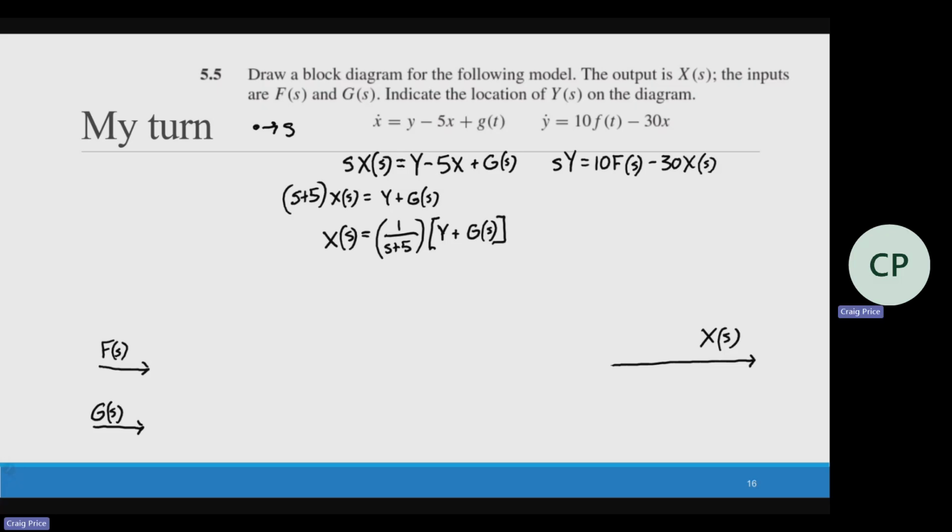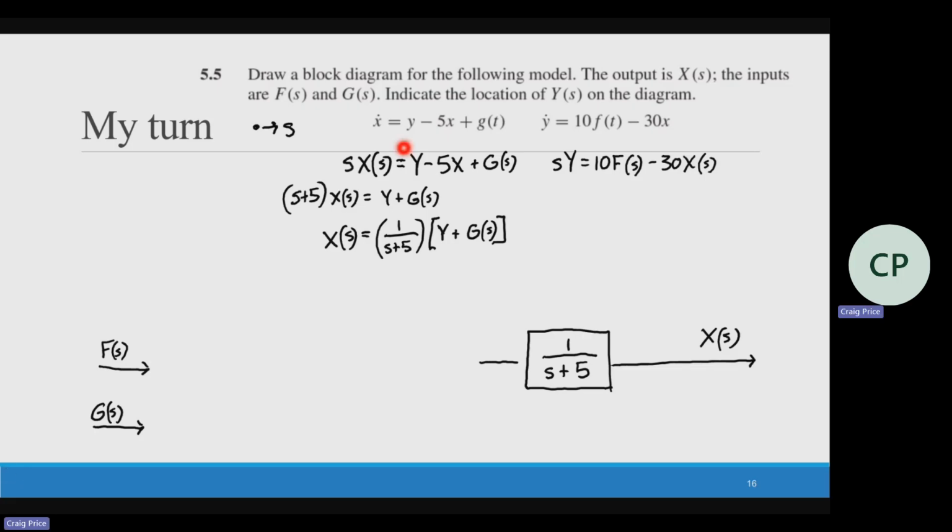So that means that x, my output, which is on the right-hand side of my diagram, is equal to a 1 over s plus 5 times a combination of two inputs. Okay, so what that means is this becomes my transfer function, which is just a block like this. That's 1 over s plus 5. That's the transfer function there.